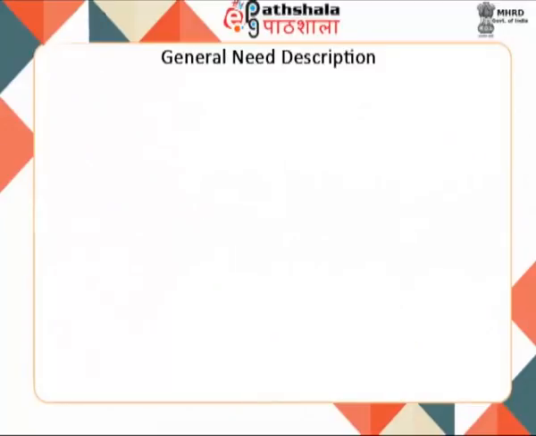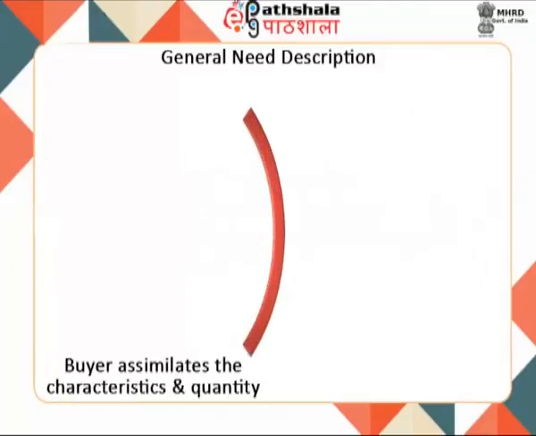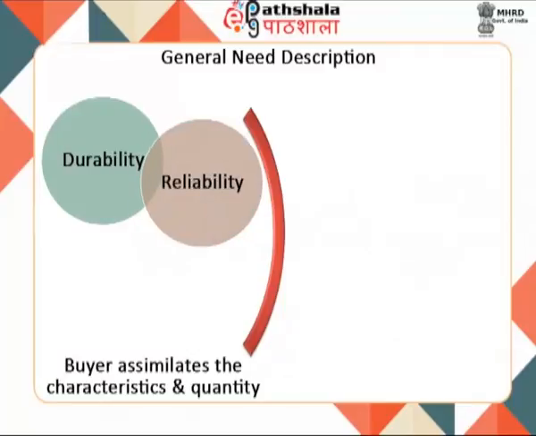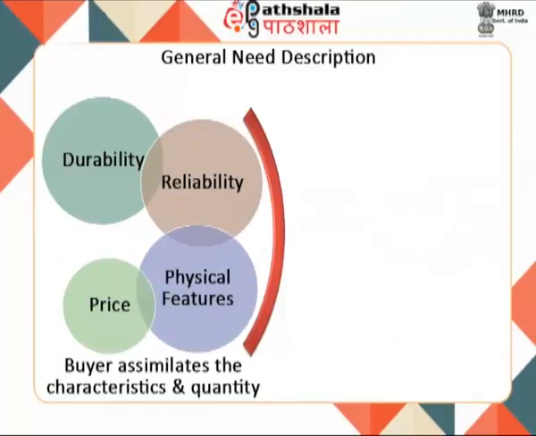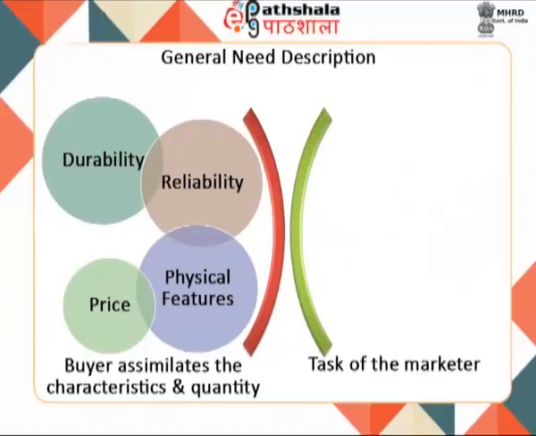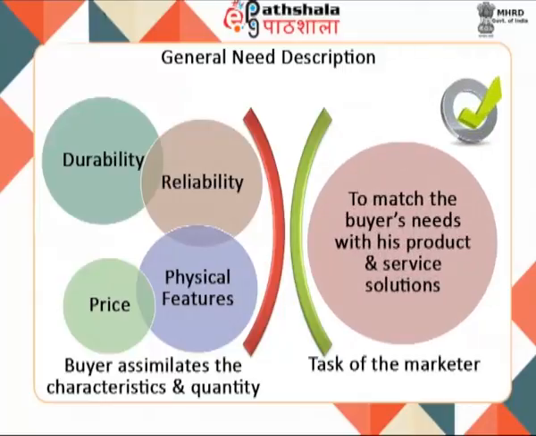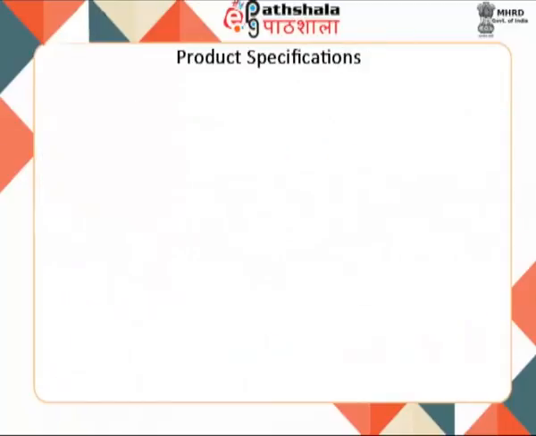The second stage is general need description. The buyer assimilates the characteristics such as durability, reliability, price, physical features, etc., and the quantity of the materials to be purchased. The task of the marketer at this stage is to match the buyer's needs with his product and service solutions. This stage is more objective for standard items purchase.